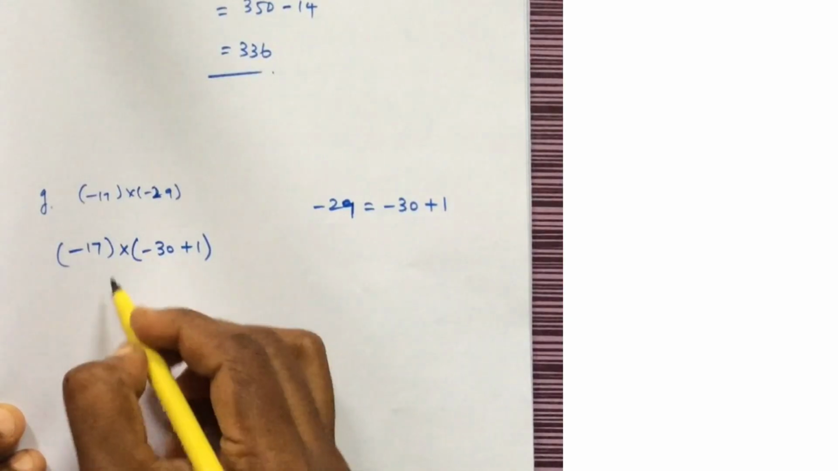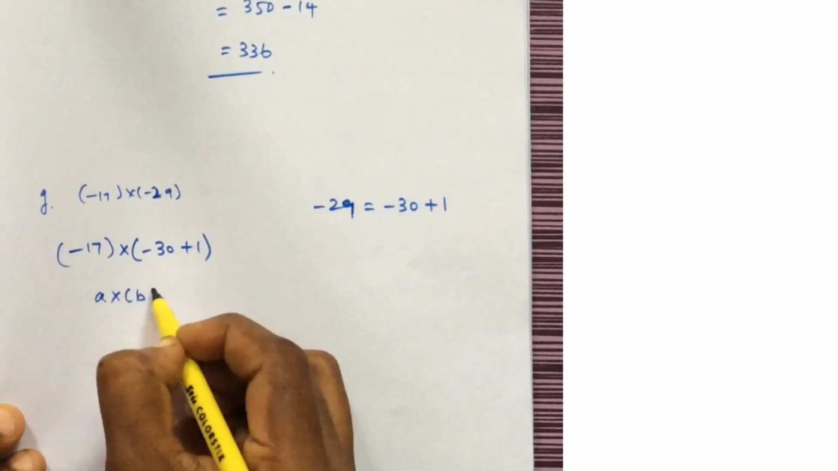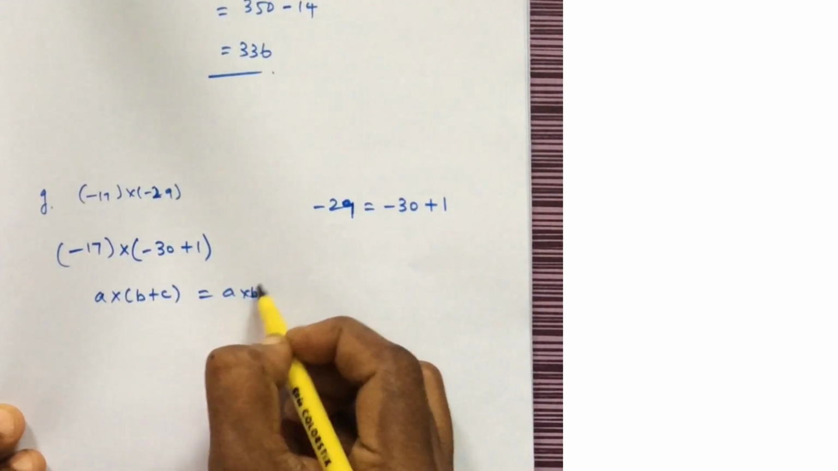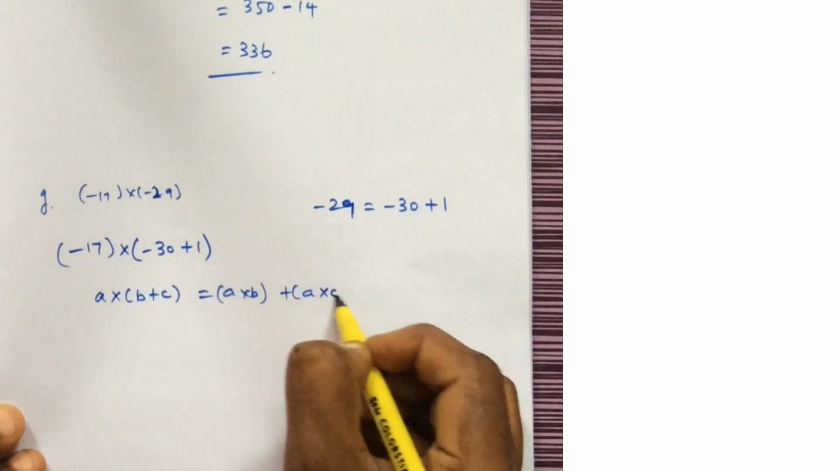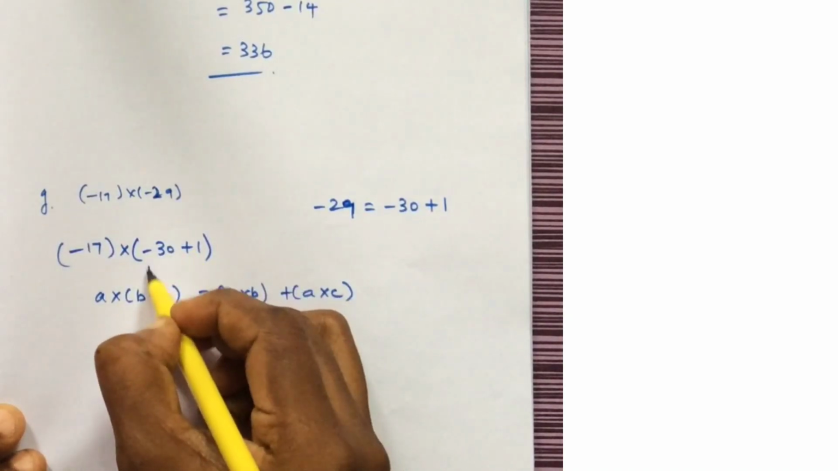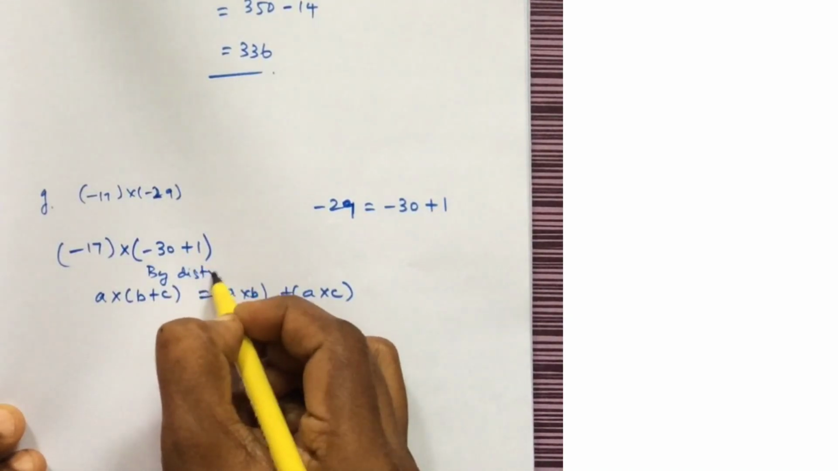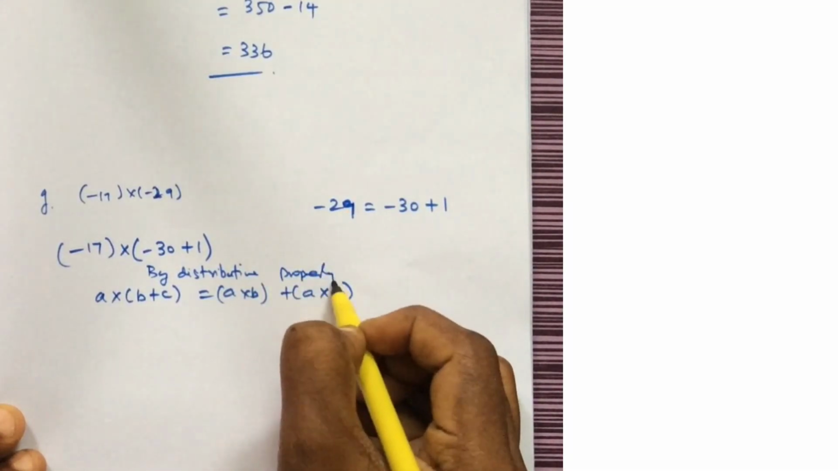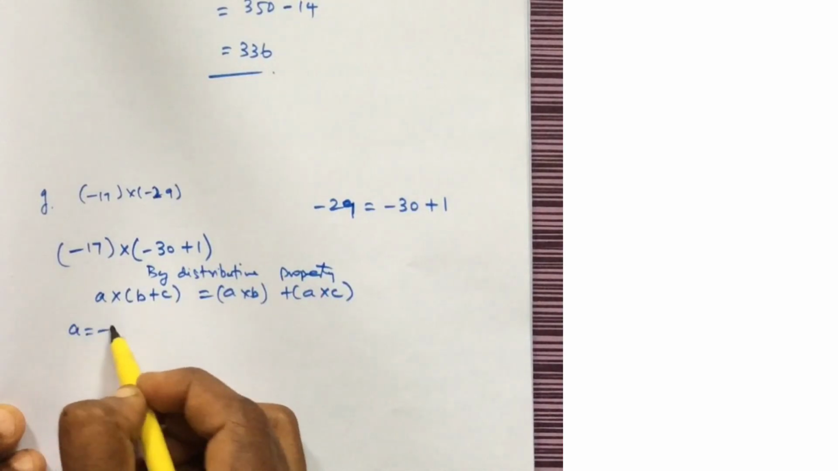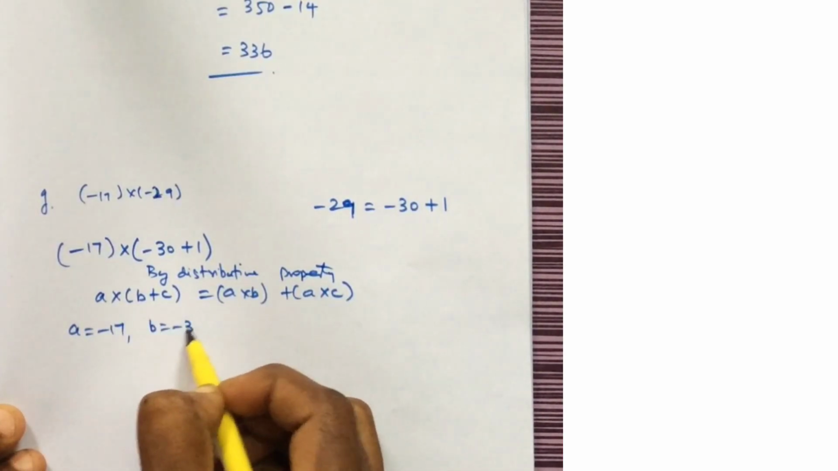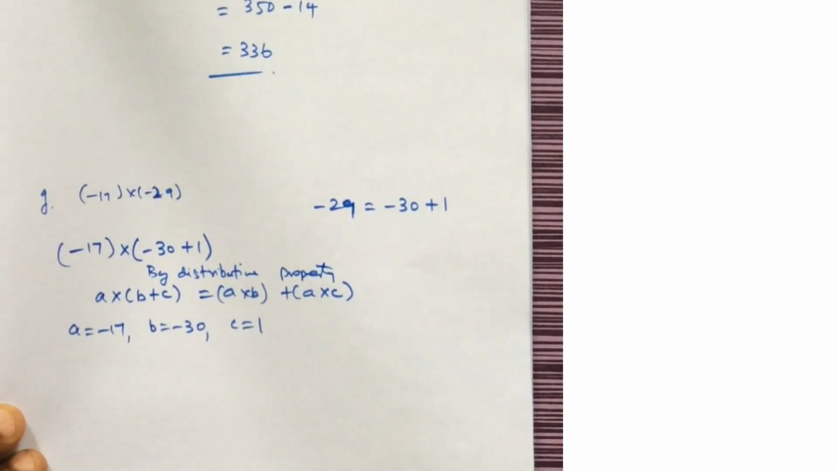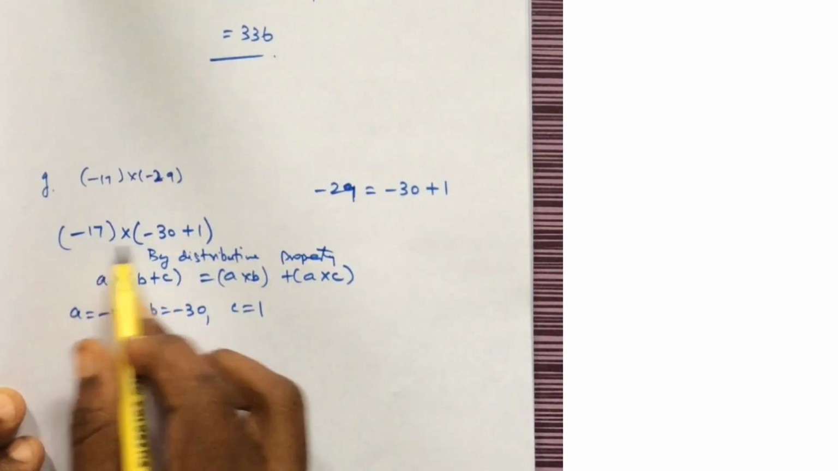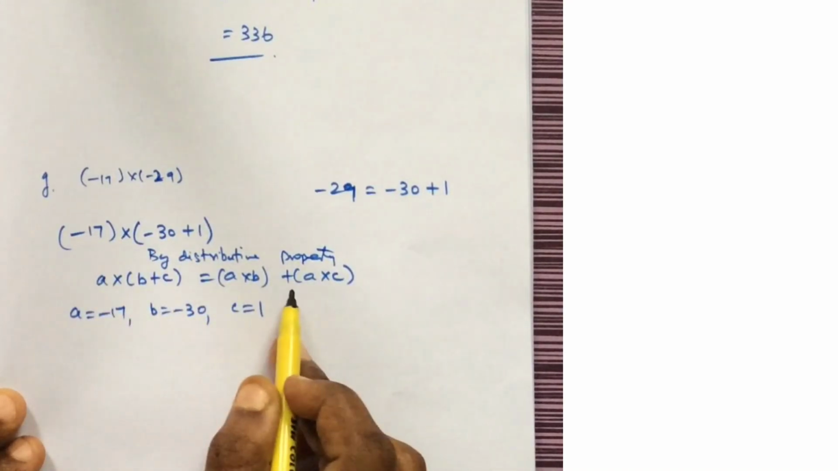Okay, now we can see it is in the form of a multiplied by b plus c. Now that is equal to a multiplied by b plus a multiplied by c. This is by distributive property. Okay, what is a here? Minus 17, b is minus 30 and c is 1. Okay, so a multiplied by b plus c is the format here. Now we have to change to this form.